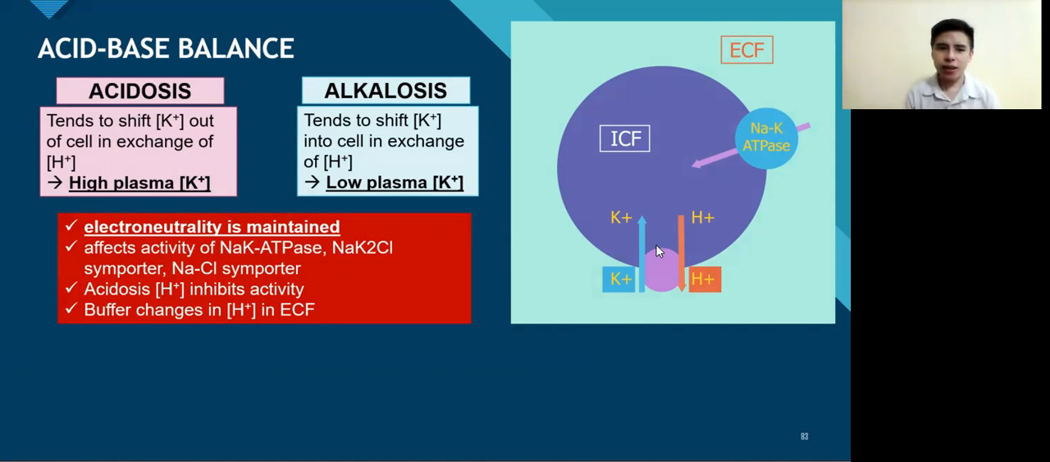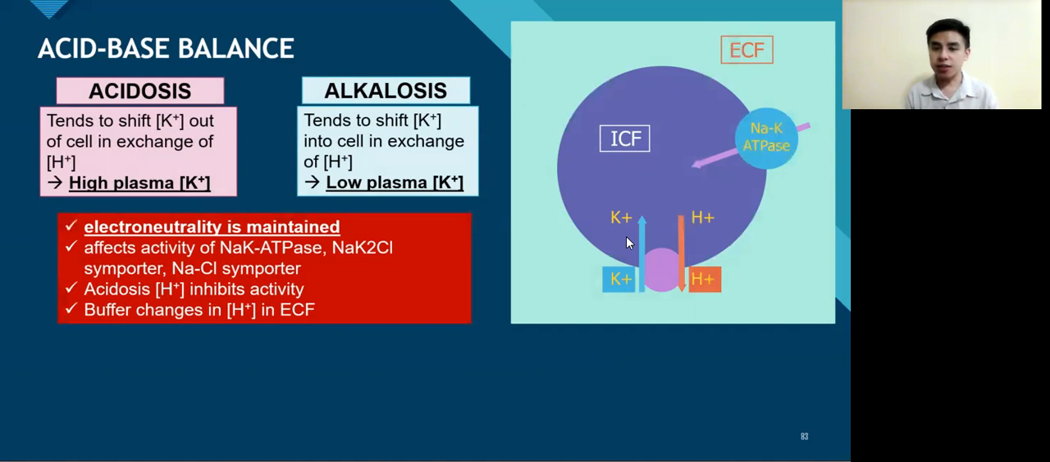The compensation is that H ion should go inside the cell to decrease the H ion. But that's not possible without a trade-off. The trade-off is potassium. So H ion goes inside, potassium goes out. So there will be abundant potassium outside the cell, and a high plasma potassium level.